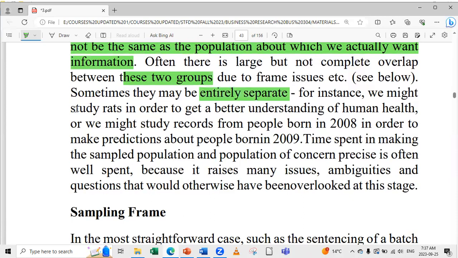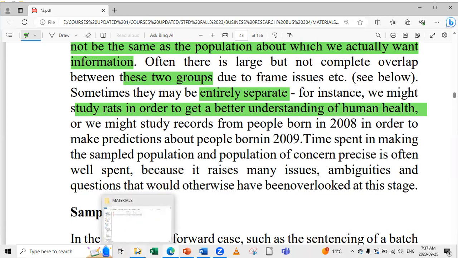For instance, we might study rats in order to get a better understanding of human health. Look at this. You take a sample of rats, but there are some characteristics which are common between the rats and humans. So what applies to the rats can apply to humans, so you make the tests on the rats. So sometimes the population and the sample are different. This is the meaning of it.